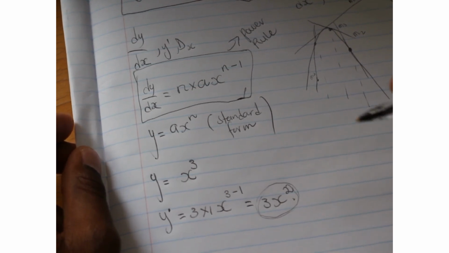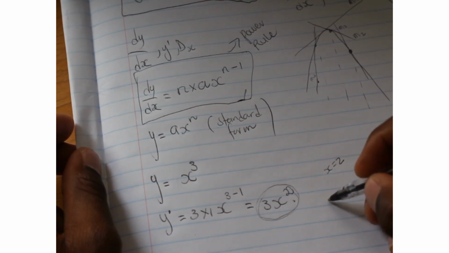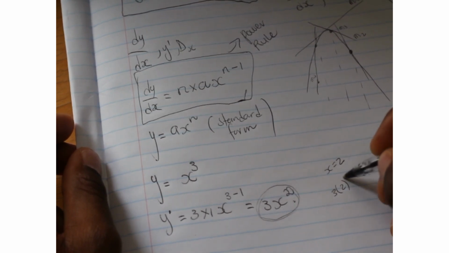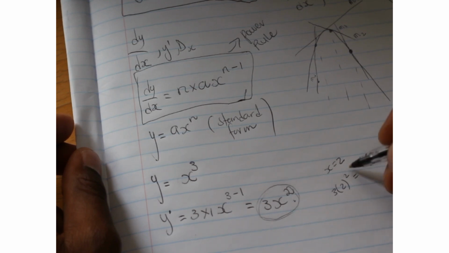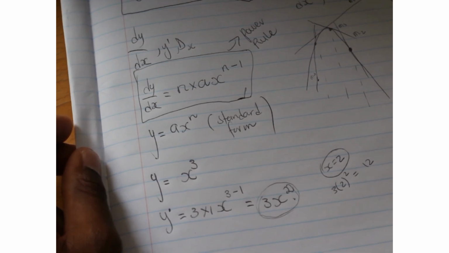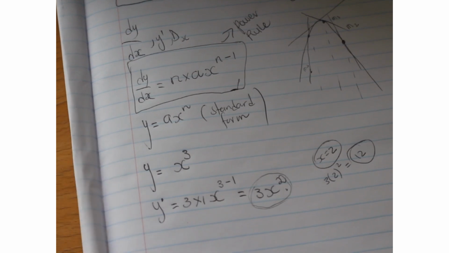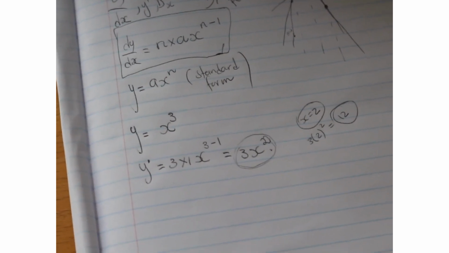Now sometimes we'll be told that, okay, x is equal to 2. Then you know, okay, our gradient is going to be 3 times 2 squared, which becomes what? 12. So that's the gradient of our tangent at x equals 2. So x could be any value, right? So that means at that particular x value, the gradient of our tangent is 12. Do you understand?